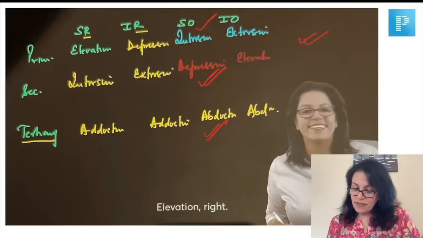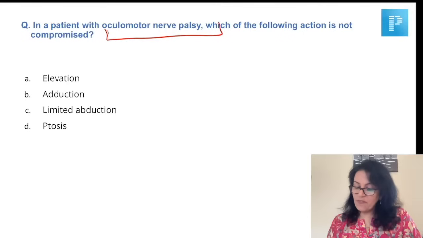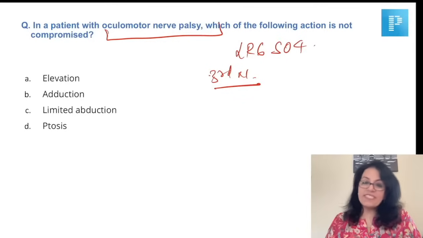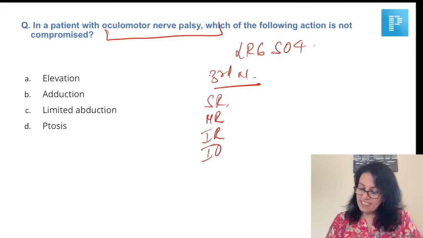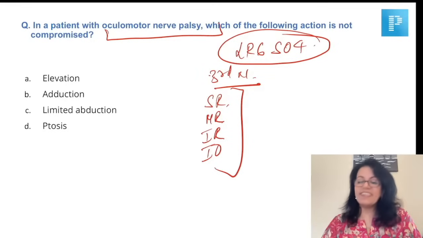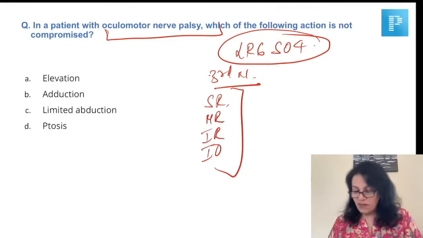Yeah. Next we talk about this question: in an oculomotor palsy, which of the following actions is not compromised? So we all remember our LR6, SO4, rest of the muscles supplied by the third nerve, right? What are the muscles supplied by the third nerve? Superior rectus, then we have medial rectus, inferior rectus, and inferior oblique. So all the actions are hampered, except which are the actions which are not affected? Abduction due to LR, and of course superior oblique action, which we have just revised.